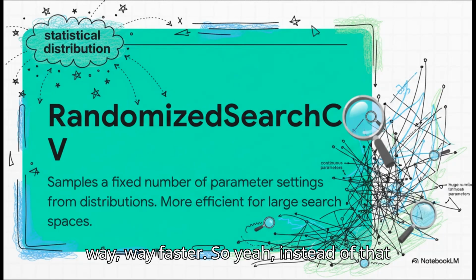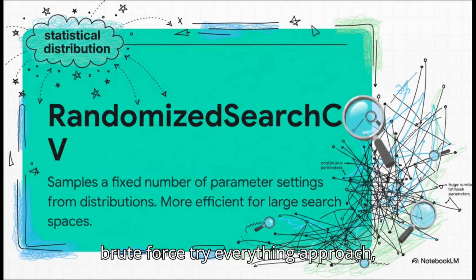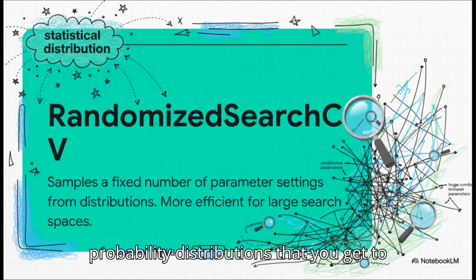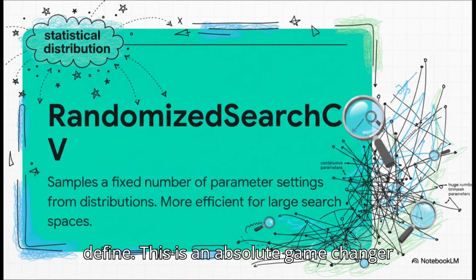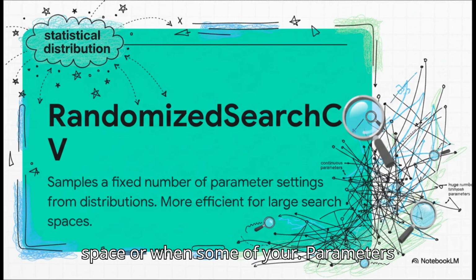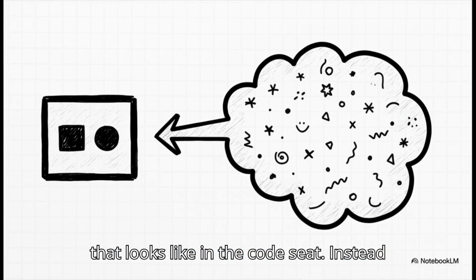So yeah, instead of that brute force, try everything approach, randomized search just takes a fixed number of samples, and it picks them from probability distributions that you get to define. This is an absolute game changer when you're dealing with a huge search space, or when some of your parameters are continuous numbers. And this is what that looks like in the code.